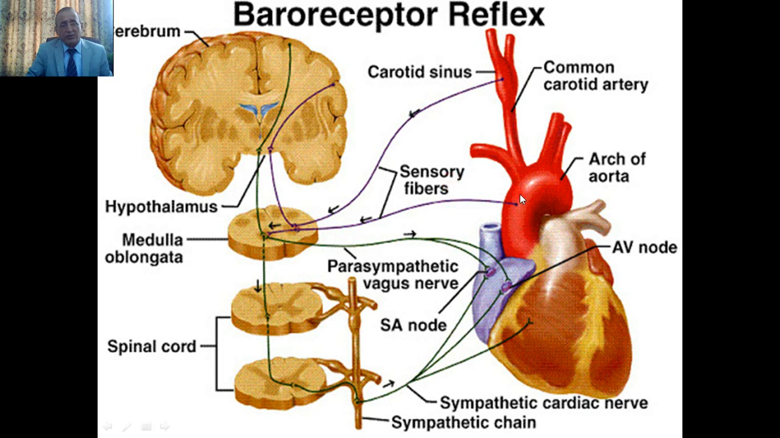On the contrary, when you have a high blood pressure, then the impulses will be the opposite. You will have bradycardia and vasodilatation. Of course, this needs a normal autonomic nervous system. So if you have a patient with autonomic neuropathy like diabetes, you can have a surge of blood pressure or you can have postural hypotension.